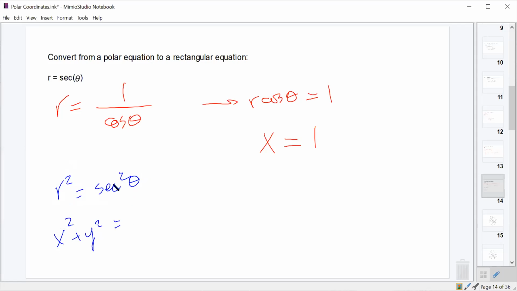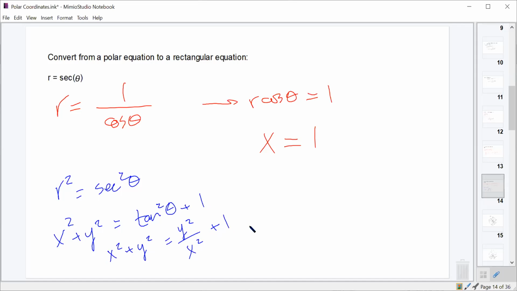What's secant squared equal to? It's not equal to anything in rectangular coordinates yet, but how can I rewrite secant squared theta using a Pythagorean trig identity? Could it possibly be tangent squared plus 1? It better be that. Tangent squared theta plus 1, or 1 plus tangent squared theta. And what's tangent squared theta? That'd be y squared over x squared, right?